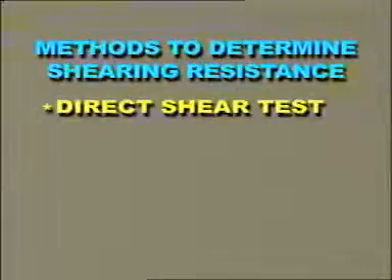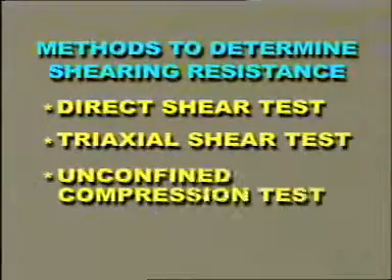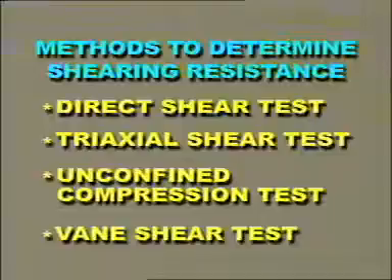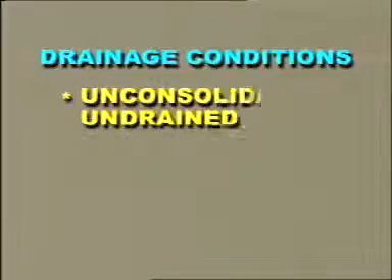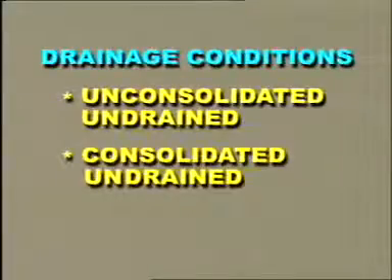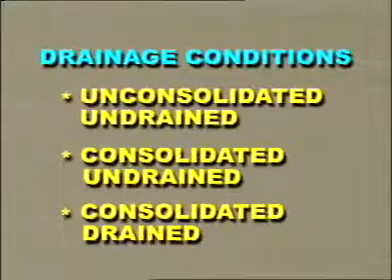The shearing resistance can be determined in the laboratory by four methods: direct shear test, triaxial shear test, unconfined compression test, and vane shear test. Depending upon drainage conditions, three types of shear test have been developed: unconsolidated undrained condition, consolidated undrained condition, and consolidated drained condition.